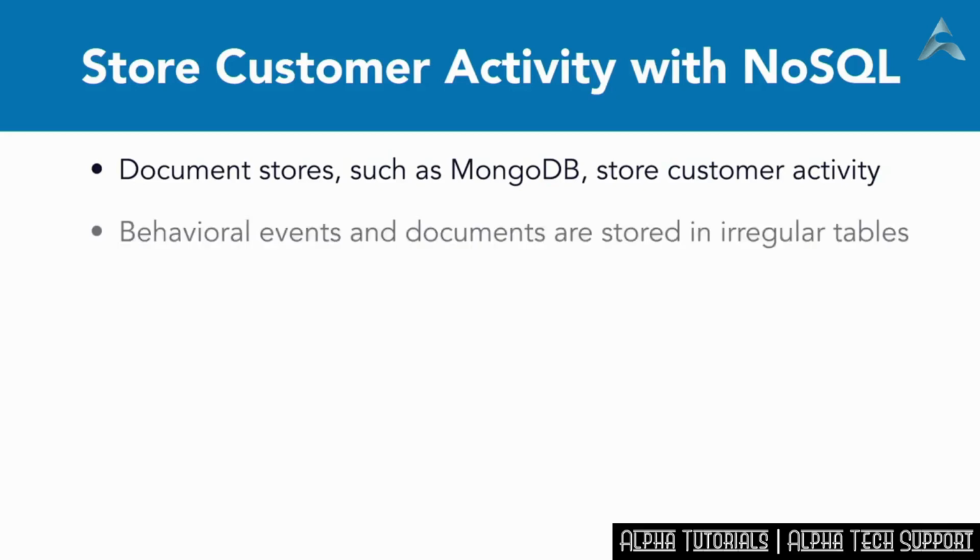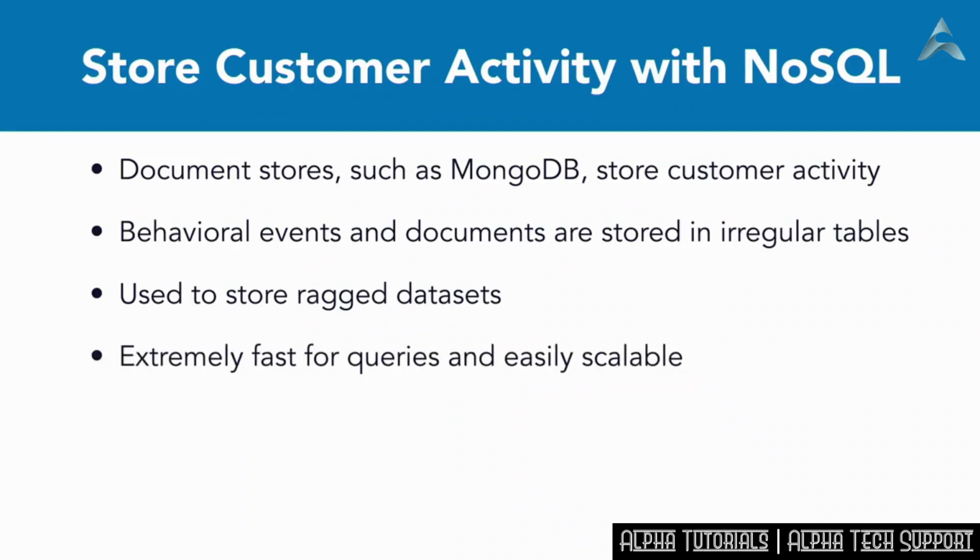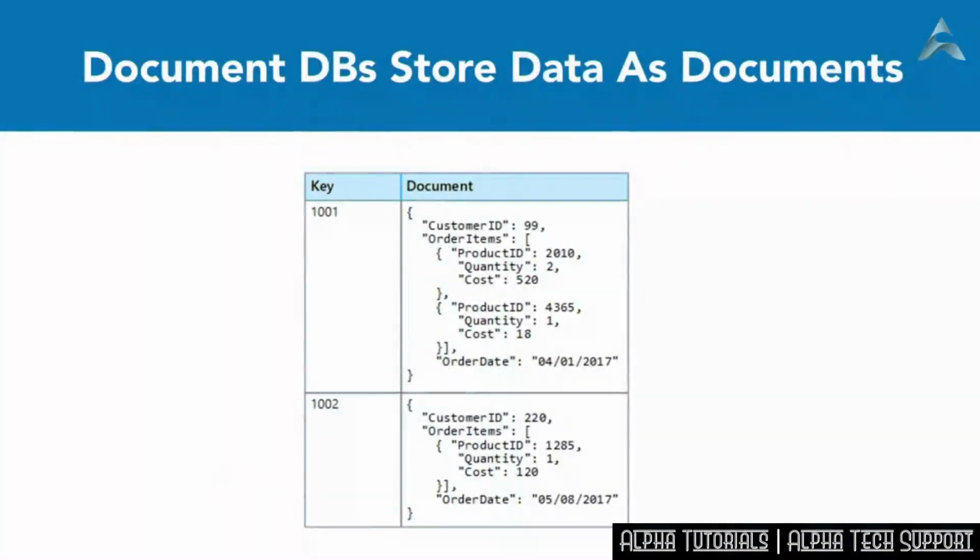These stores are going to store behavioral events and documents, and they're going to be stored in irregularly shaped tables. These are also called ragged data sets. An example of this is a customer may perform behavior A, B, and C in one case, and B, C, and D in another case. As with other NoSQL structures, these document databases are extremely fast for querying and easily scalable, and they are not by default transactionally consistent.